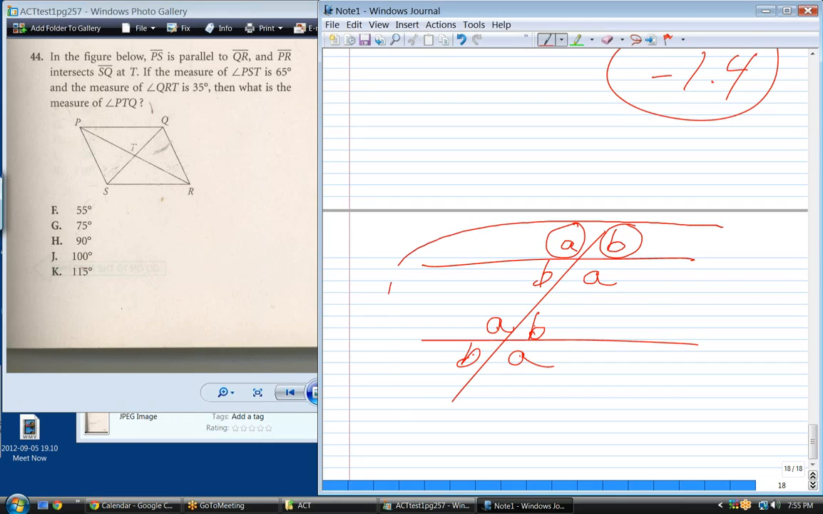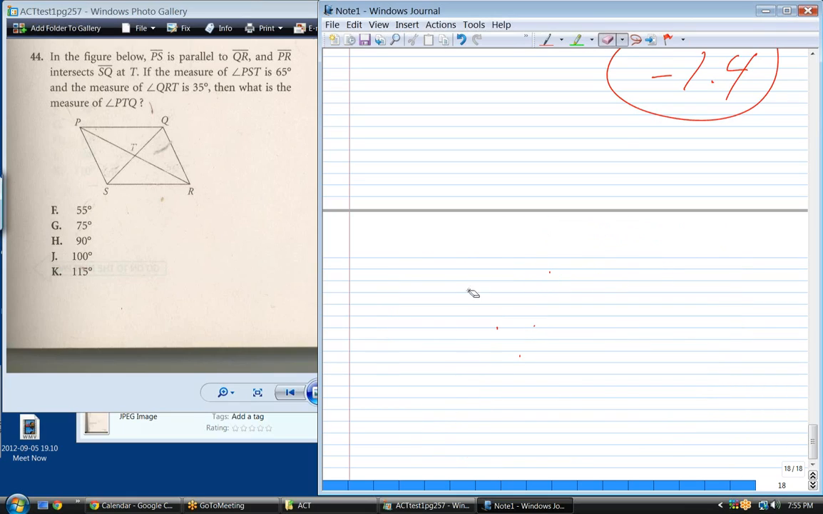So this is all you need to know about parallel lines and transversals. With this information, you can answer every single question they're going to ask you about parallel lines and transversals. They'll try to confuse you a little bit. In this problem, they actually give you 2 sets of parallel lines and 2 transversals. So it's not quite the simple case that I've laid out here. But we can still do it. Let me draw it.